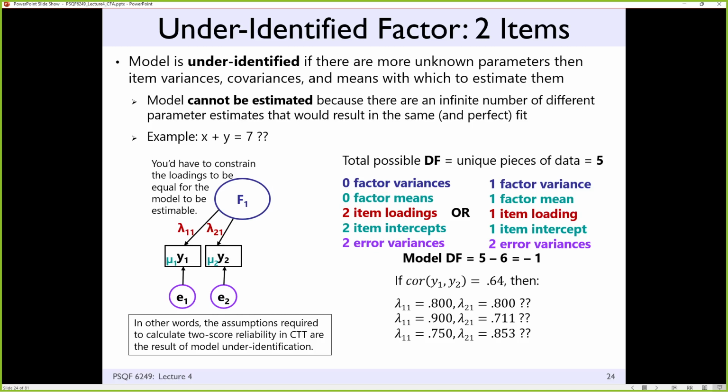In your textbook, he gives an example that I liked. Let's solve this problem. What are x and y if their sum is 7?